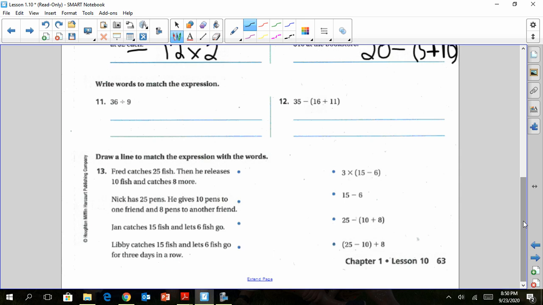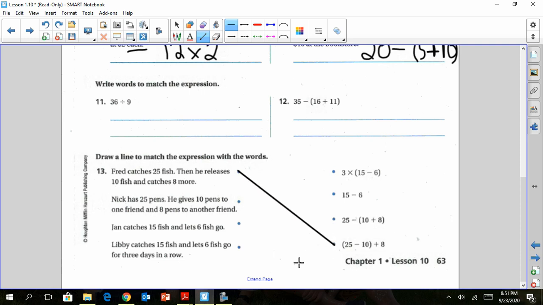I'm going to skip down here to number 13. We're trying to match which story problem matches which expression. So Fred caught 25 fish. He then released 10 fish, and then he catches 8 more. So he started out with 25 fish. He then got rid of 10. So we're going to subtract 10, and then we're going to add 8 more. The expression 25 minus 10 in parentheses plus 8 is the one that matches here.